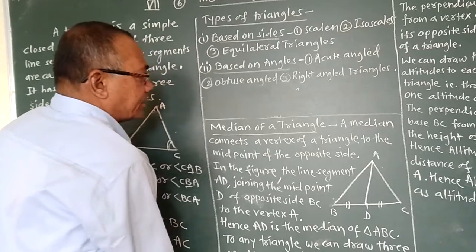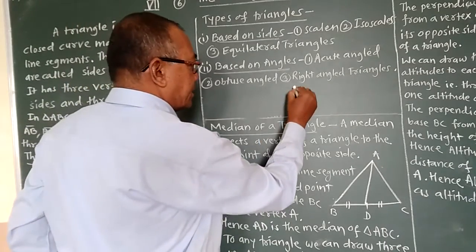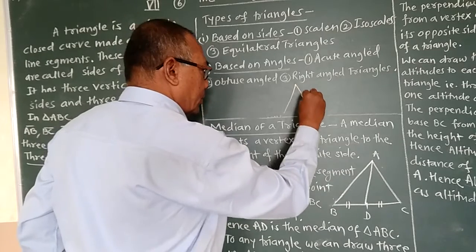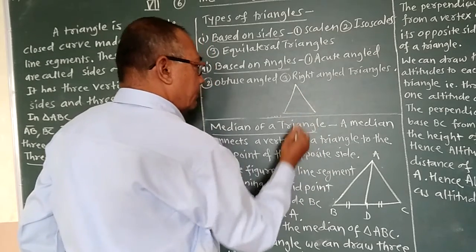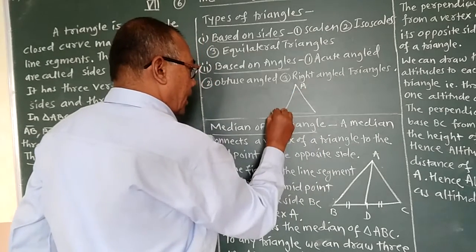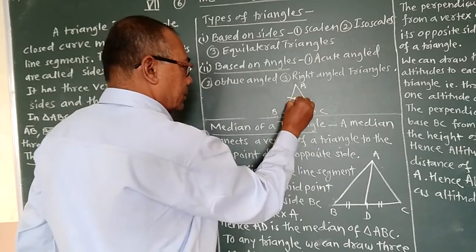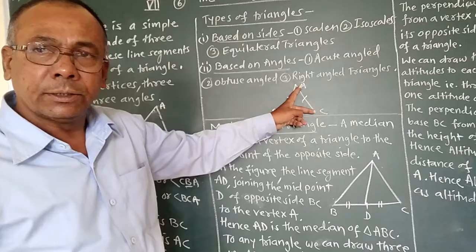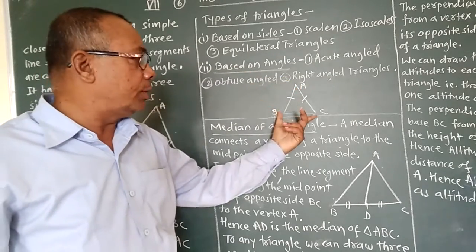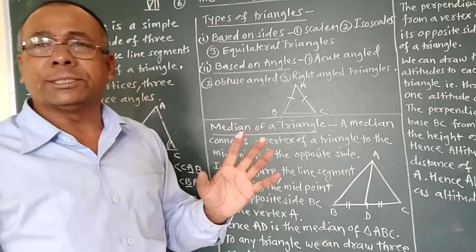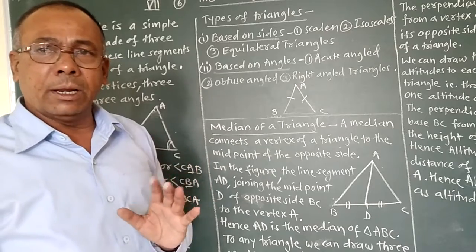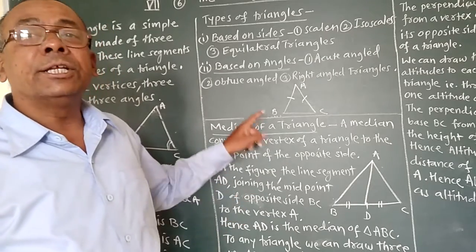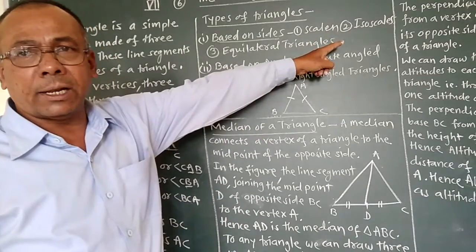Then our second type of triangle is isosceles triangle. If two sides of the triangle are equal, means length of AB equal to length of AC, or length of AB equal to length of BC. Any two sides of the triangle are equal, then it is known as isosceles triangle.